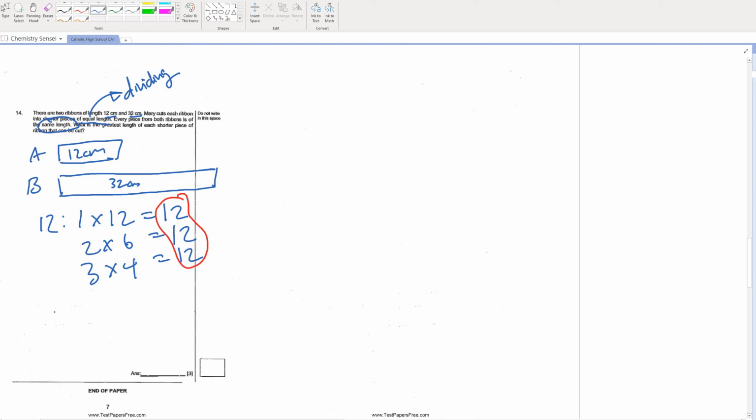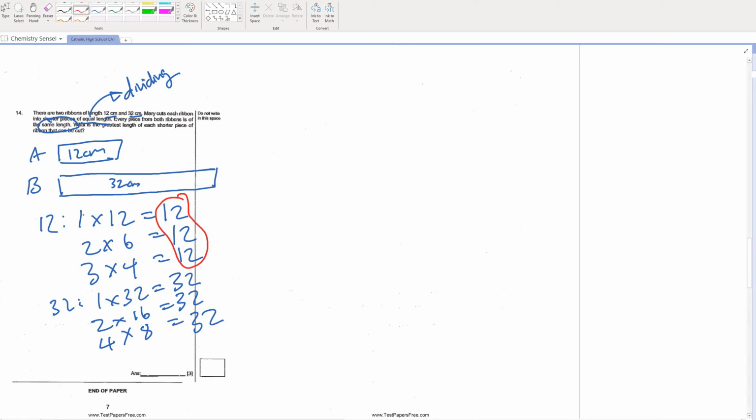How about for number 32? We have 1 times 32 to give us 32. We have 2 times 16 to give 32. We have 4 times 8 to give 32. Alright, so the factors of 32 are 1, 2, 4, 8, 16, and 32.